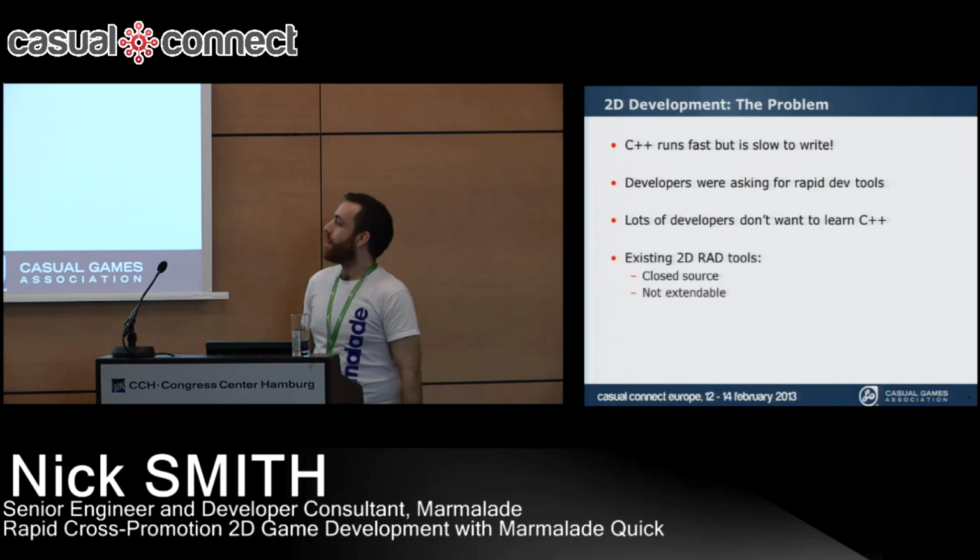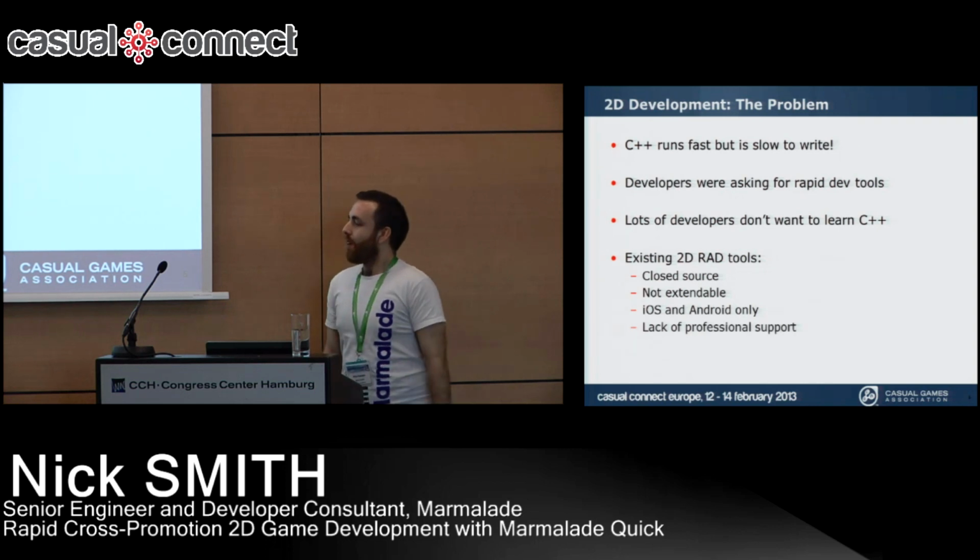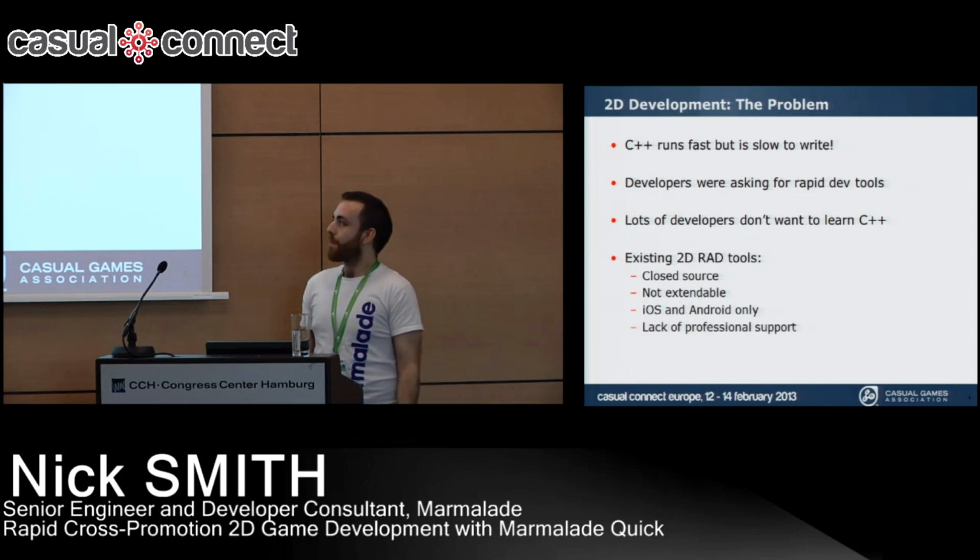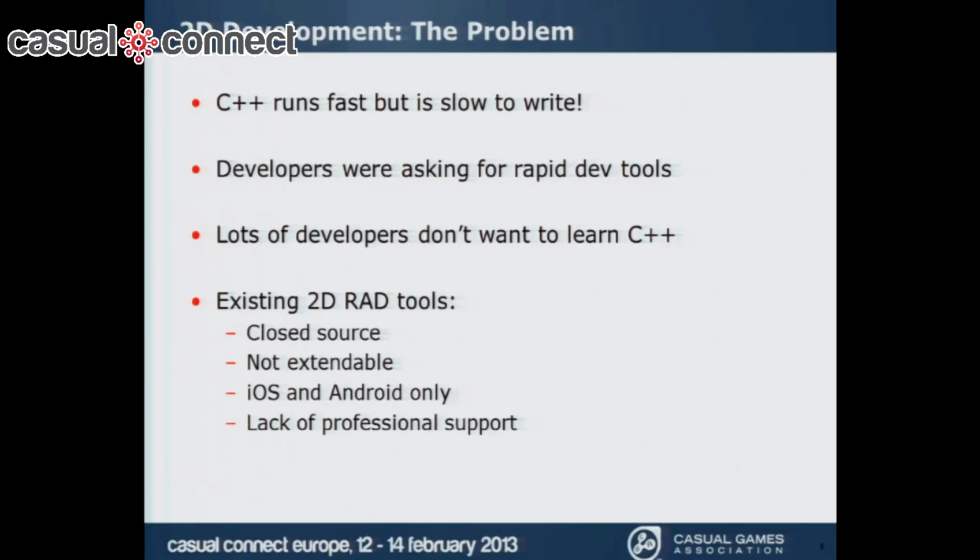So the things that are out there at the moment, there's a few solutions for doing 2D on mobile, where you get a nice scripting language you can use, but they're often limited. So for example, closed source, so you're limited to the APIs they give you, not extendable, so maybe they have a plugin system, but you can't easily extend the behavior inside. A lot of them are iPhone and Android only.